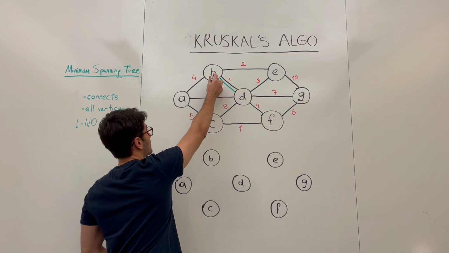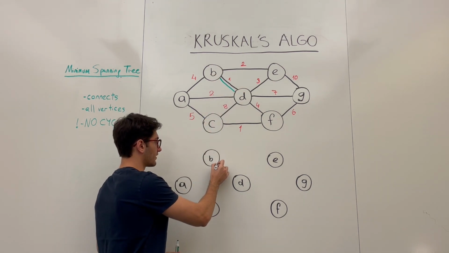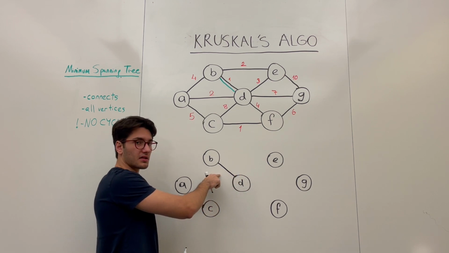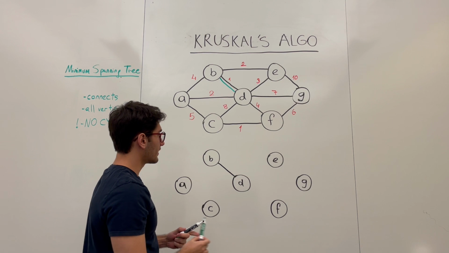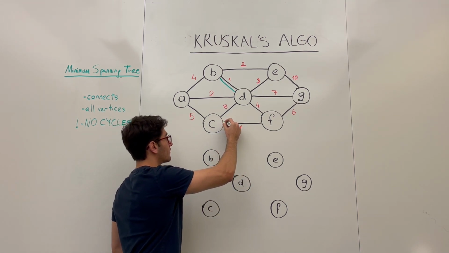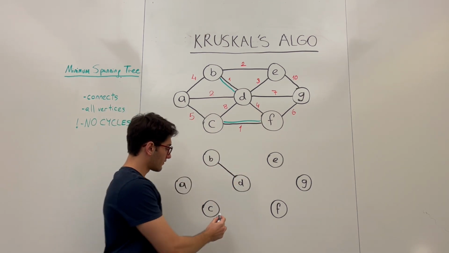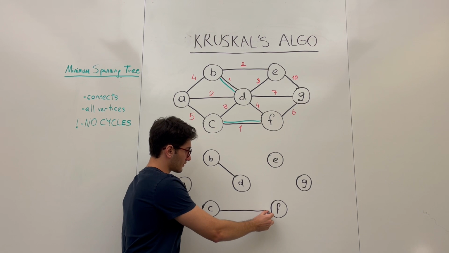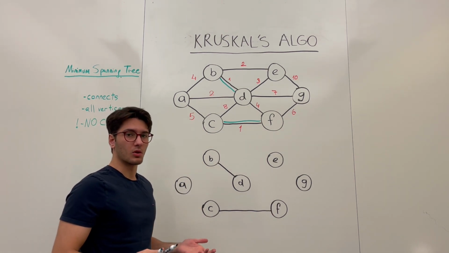And we connect B to D. And let's show it in our subgraph here that we connect B to D. Now we check the next edge with the smallest weight, and as we can see, it's 1 here. So we add this one to the graph too. And C to F, we connect the vertices like this. And now we're going to check the edge with the next smallest weight.